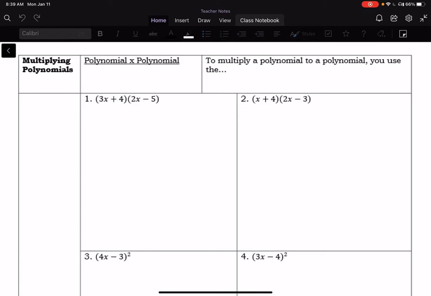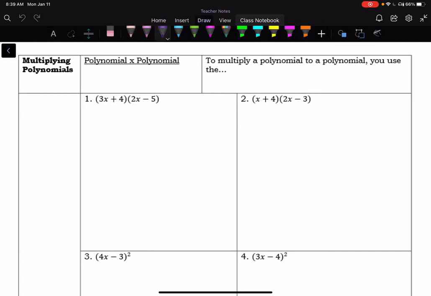Today we're going to talk about multiplying polynomials. Remember that a polynomial is an expression that has one or more terms. To multiply a polynomial to a polynomial, we will use the box method.